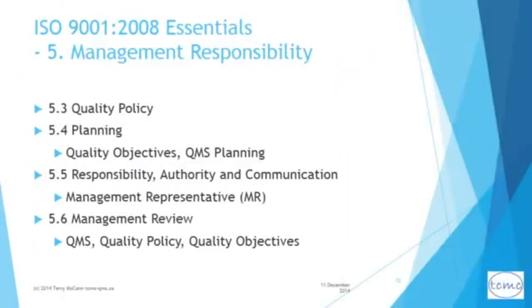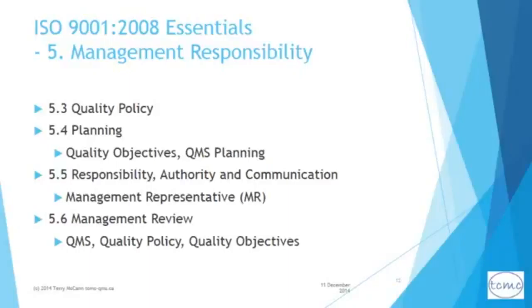5.3 lays out what the quality policy needs to cover in order to be an effective framework for the development of quality objectives for the organization. Quality objectives are then covered in 5.4 under planning. 5.5 requires there to be clear assignment of roles, responsibilities, and clarity of authority.